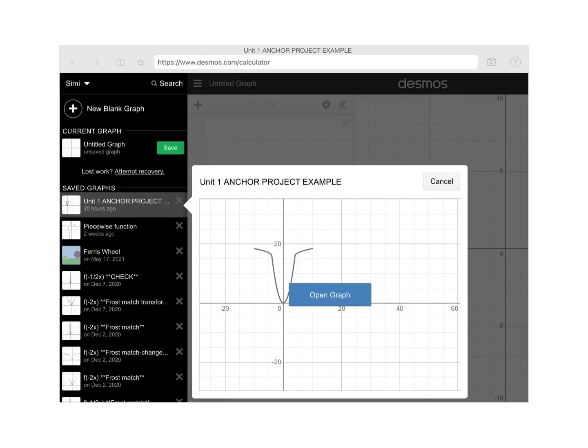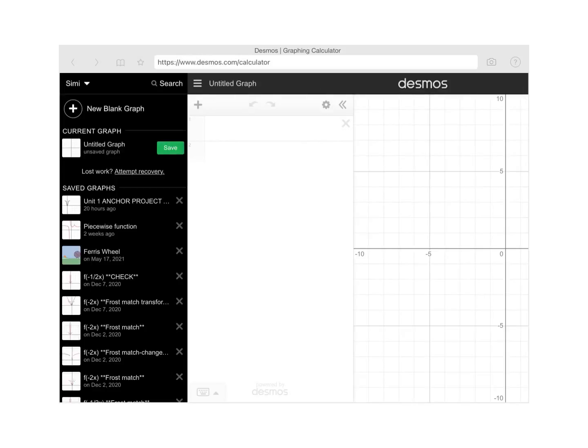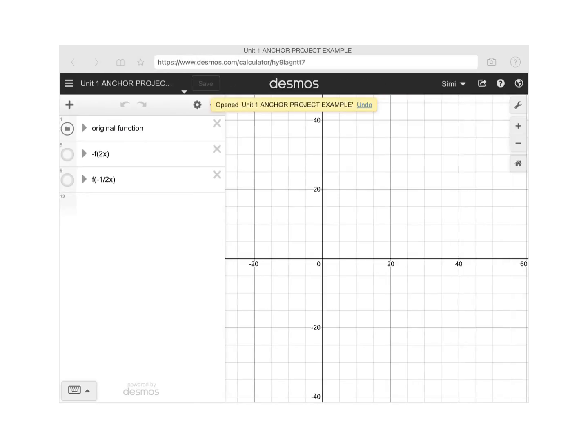Alright guys, I'm making this video to help you with your next part of the project where you do the transformations. Okay, so I have my own little anchor project here. It's small. There's only 3 parts.